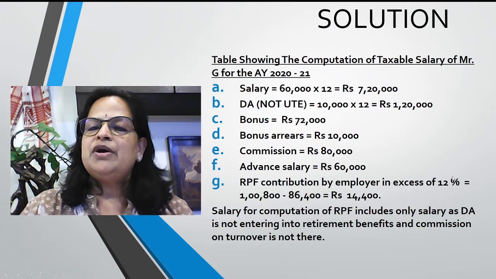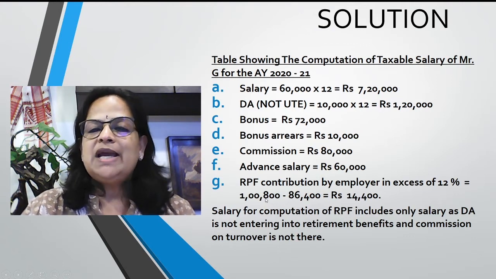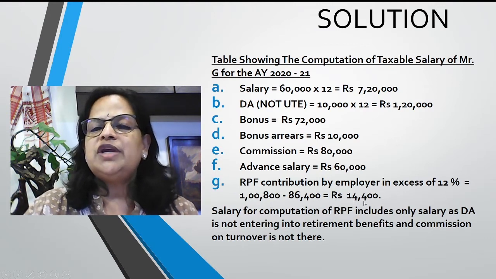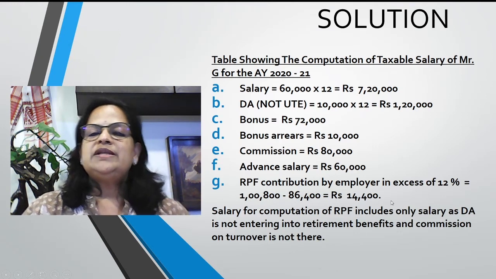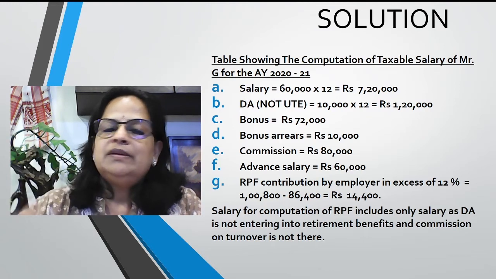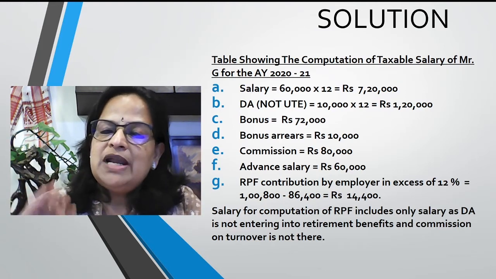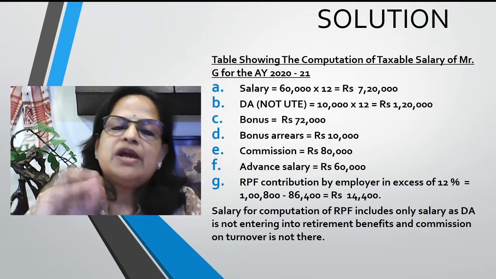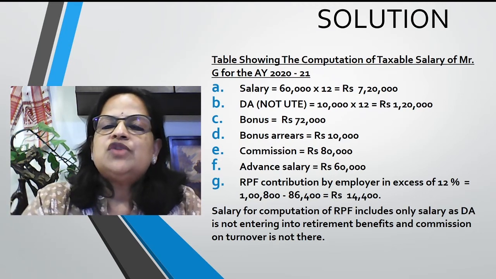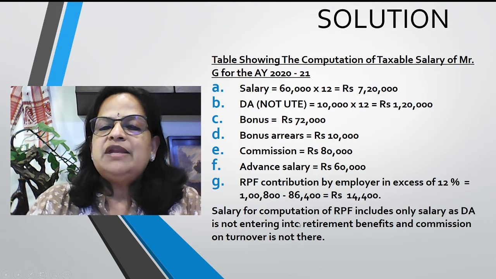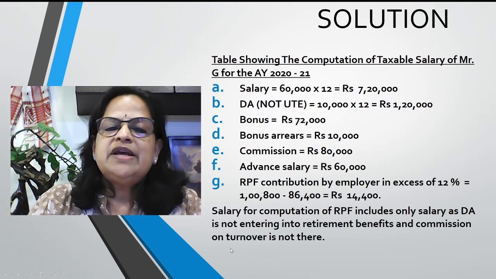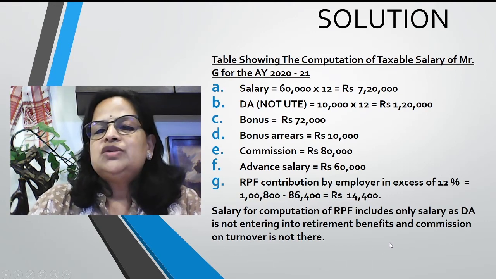RPF contribution by employer in excess of 12%. So 1,00,800 minus 86,400, 14,400 will be taxable. Here in the question, 14% is given. They are contributing 14% to RPF. The actual amount allowed is 12%. So the 14% value for RPF contribution is 1,00,800, and 12% is 86,400. So 14,400 will be taxable. Salary for computation of RPF includes only salary, as DA is not entering into retirement benefits and commission on turnover is not there. So you have to remember that.